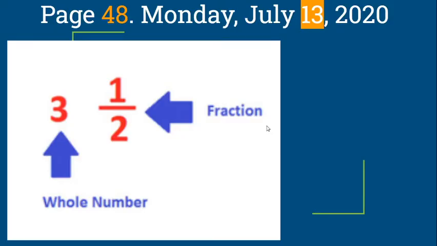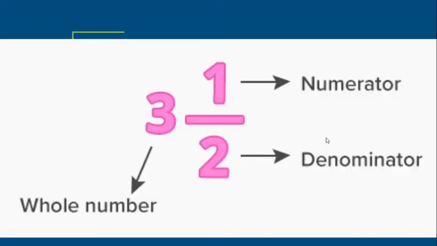Here we have another fraction. This is another mixed number. You can see the whole number on the left, the 3, and the fraction on the right, the half. Let's repeat this fraction. It says 3 1/2. Again, 3 1/2. 3 1/2 has a whole number, a numerator, and a denominator.